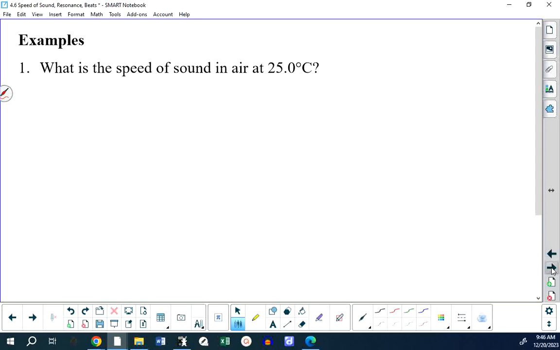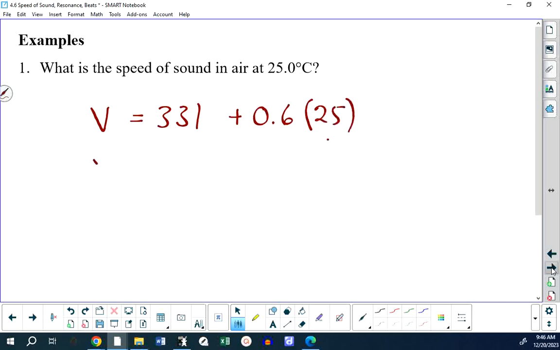But as far as questions go, this wouldn't rise to the importance of an exam question. It's too simple. But we can do the calculation nonetheless. The speed is equal to 331 plus 0.6 times the temperature in degrees Celsius, which is 25. So it's just a matter of working that out.